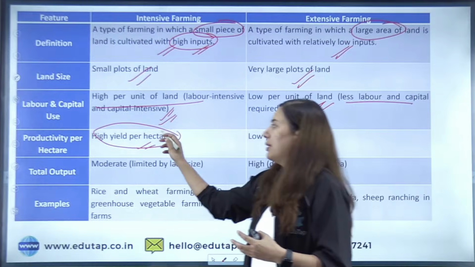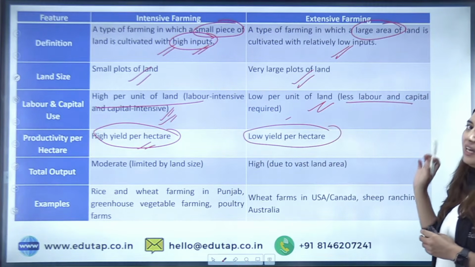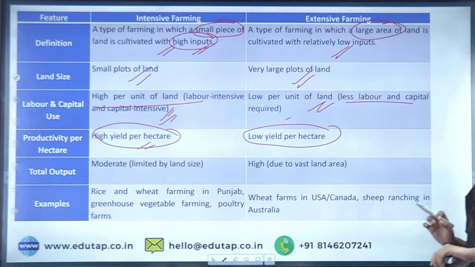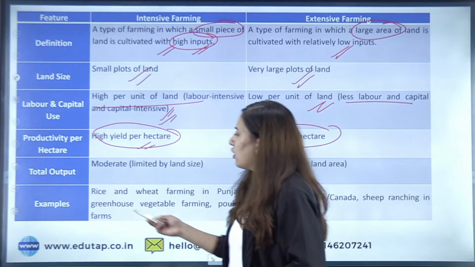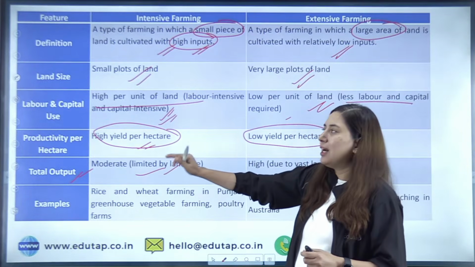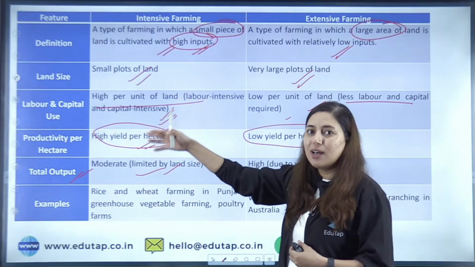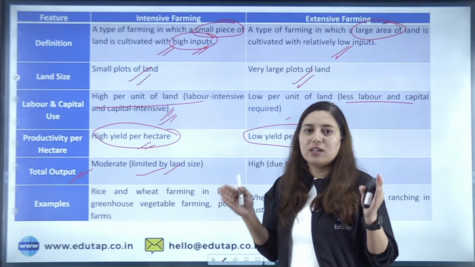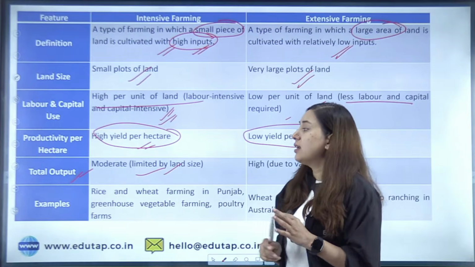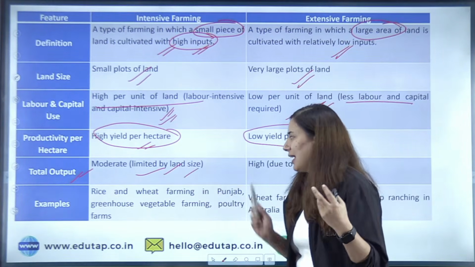So high yield per hectare in the intensive farming and there is a low yield per hectare in the extensive farming, right? Okay, coming to the next, if I talk about total output, ठीक है, so output will be moderate. यहाँ पे हमने कैपिटल लगा दिया, लेबर लगा दिया, we have increased the input, but still लैंड साइज तो एक लिमिटेशन है ही. So here if we see the total output, it is moderate due to limited land size.